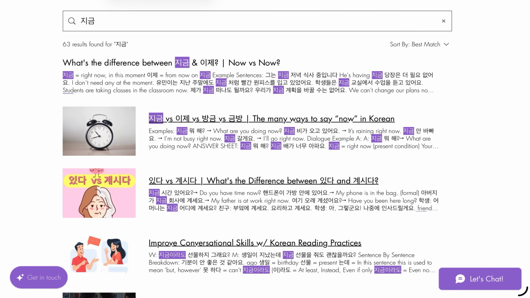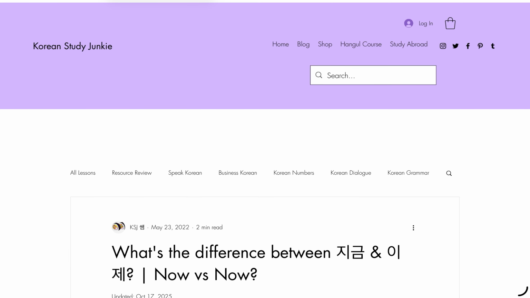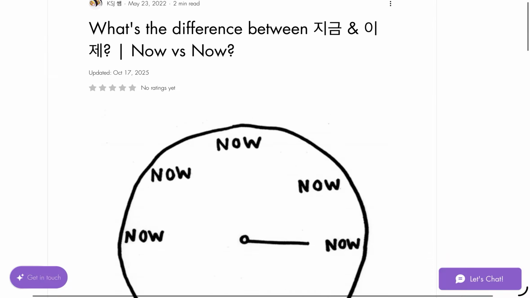If you're in need of a grammar lesson or a lesson about this versus that, I make a lot of lessons on this certain word or this certain grammar versus this similar certain word or similar certain grammar. Like today, let's get into it.